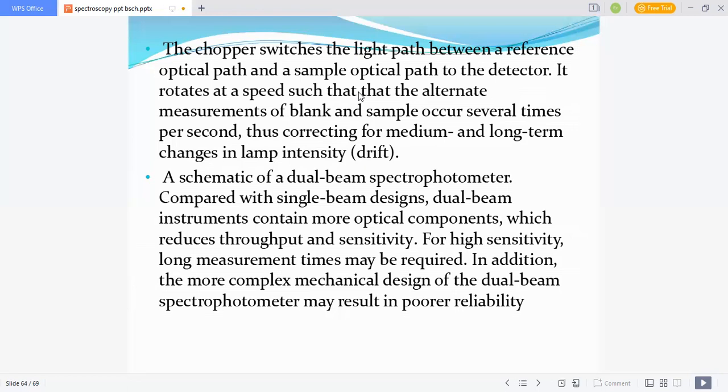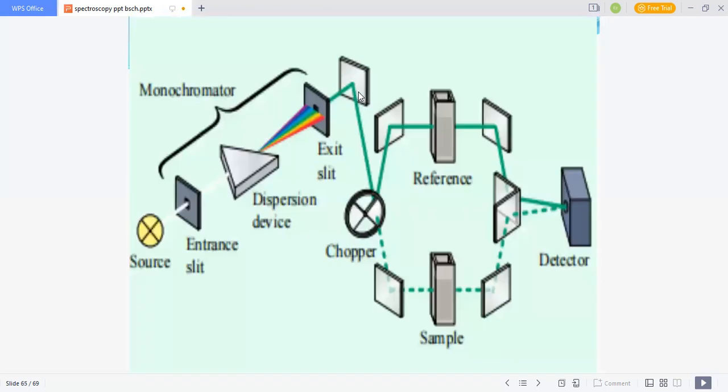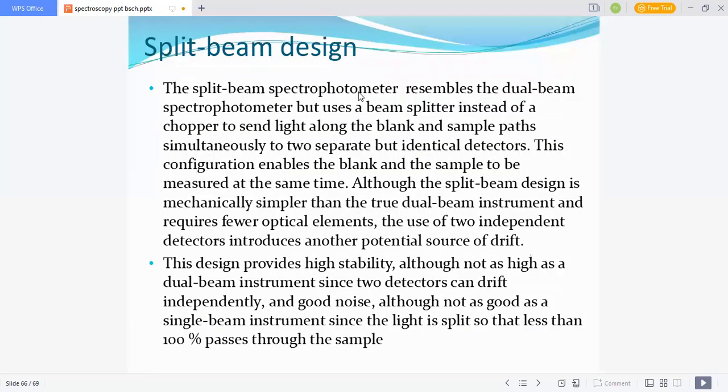Compared with single beam designs, dual beam instruments contain more optical components with reduced throughput, so for higher sensitivity, long measurement times may be required. In addition, the more complex mechanical design of the dual beam spectrophotometer may result in poorer reliability. Move to next slide to see the picture.